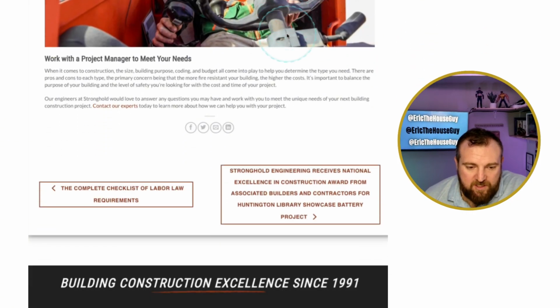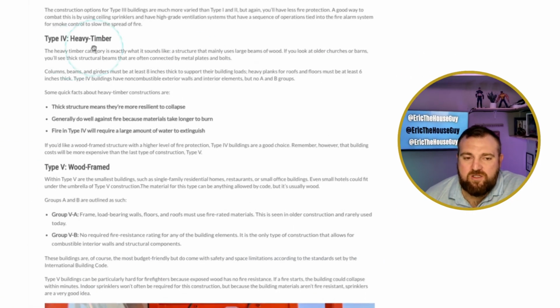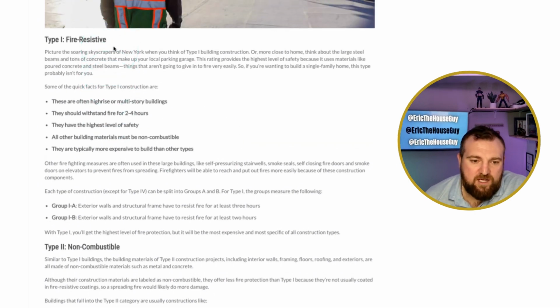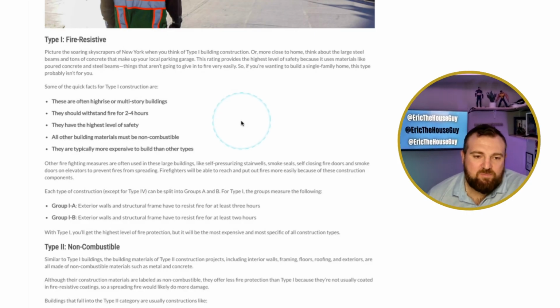I hope this helps you understand as far as the construction of buildings, because there are several different types, and for the most part, if we're looking at a large apartment building, even that would be ordinary.